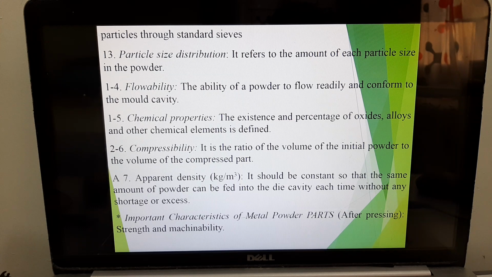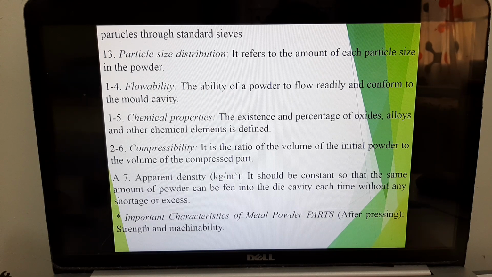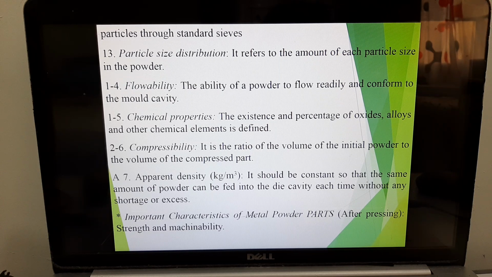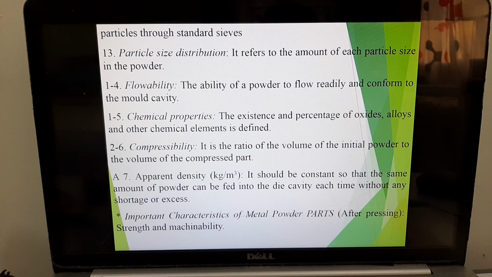Compressibility is the ratio of the volume of the initial powder to the volume of the compressed part. Apparent density should be a constant so that the same amount of powder can be fed into the die cavity each time without any shortage or excess. Just like die casting, we need to feed in the right quantity of material. It's not like sand casting, where the excess will fill up the gating system. Here we need the exact amount. If the mold cavity needs 50 grams of powder, we feed in only 50 grams of powder, nothing more, nothing less.